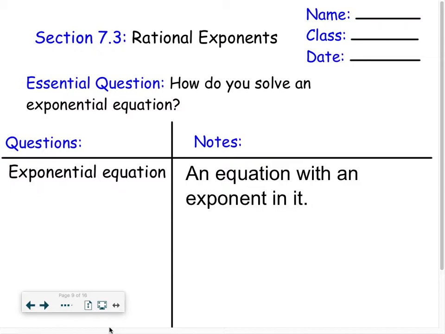Lesson 7-3, Rational Exponents. Our essential question today is how do you solve an exponential equation? So we have one new vocab word, it's exponential equation. An exponential equation is an equation with an exponent in it. So exponential means that you are going to see an exponent in your equation.